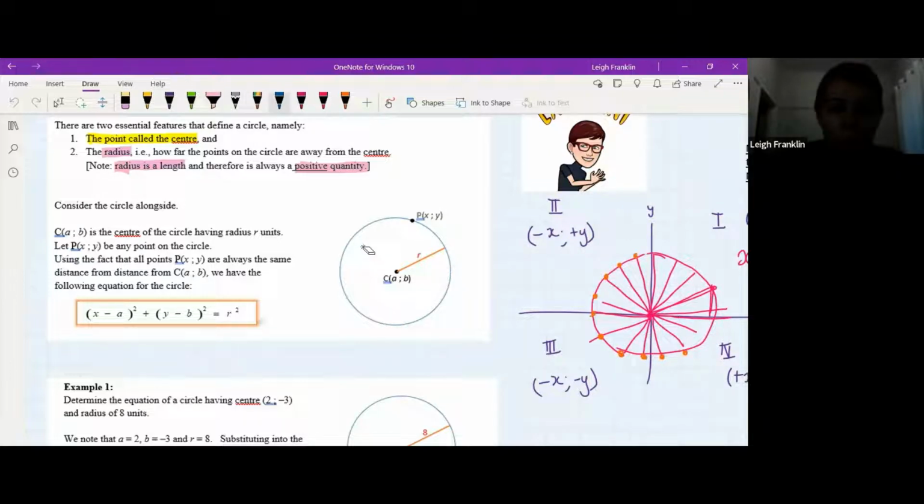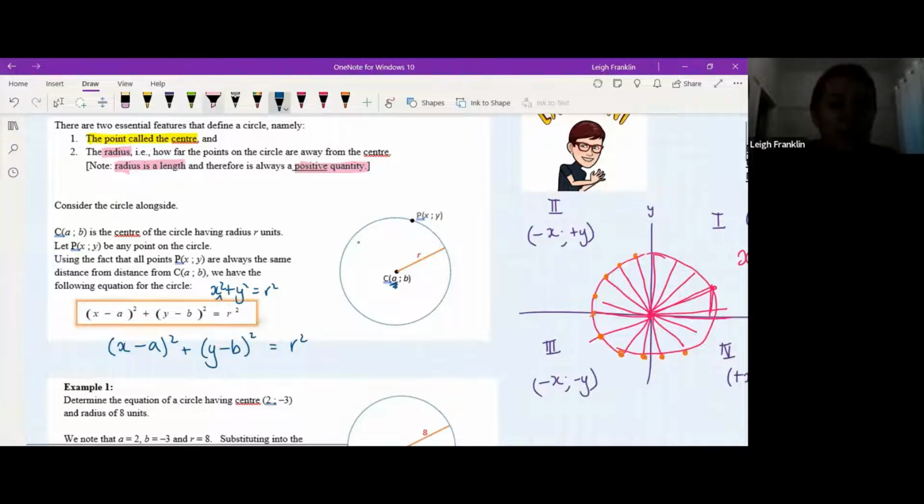comes from. It is in fact our x squared plus y squared equals r squared, but we account for this shift left and right by going (x minus a) squared, so we're subbing the a in here. And then as far as the movement up and down is concerned, that's why we have (y minus b) squared is equal to r squared.